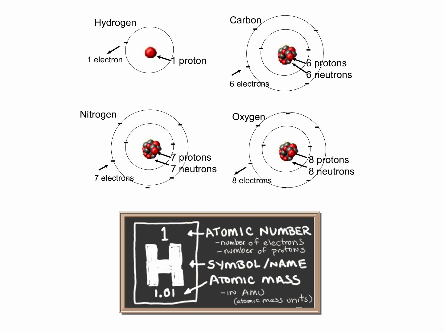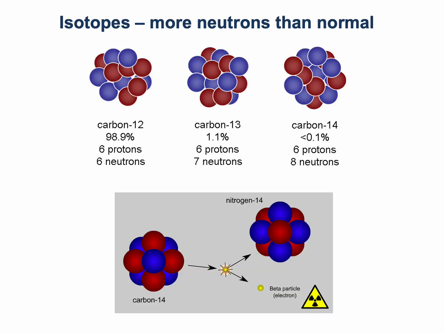So again, all atoms of an element are going to have the exact same atomic number, but they may not have the same mass. Sometimes an atom occurs in a form with a different number of neutrons, and that's where we talk about isotopes. In these cases, these forms with different numbers of neutrons are called isotopes.